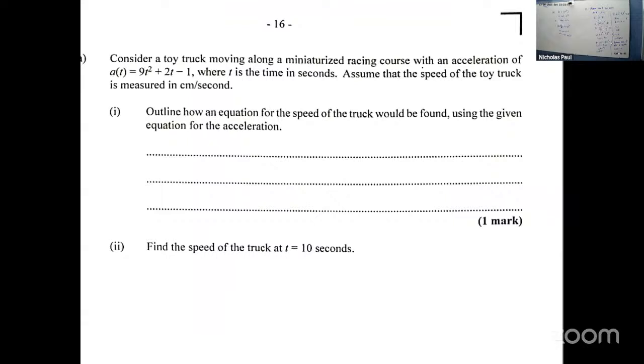Find the speed of the truck at t is equal to 10. Assume it down, right? We'll come back and do the whole thing. Find the speed of the truck when t is 10.